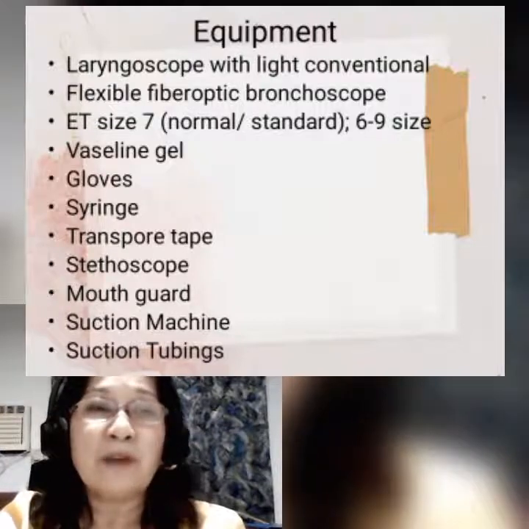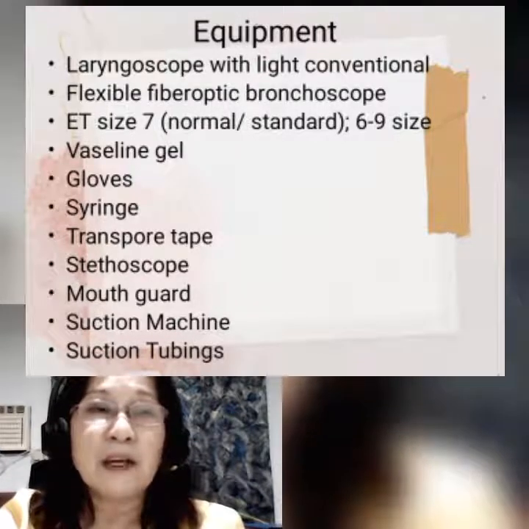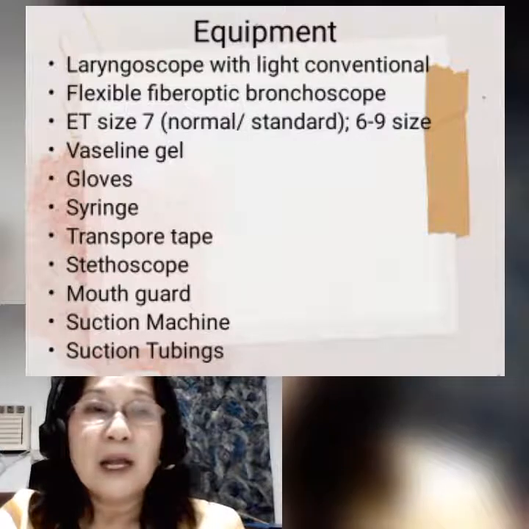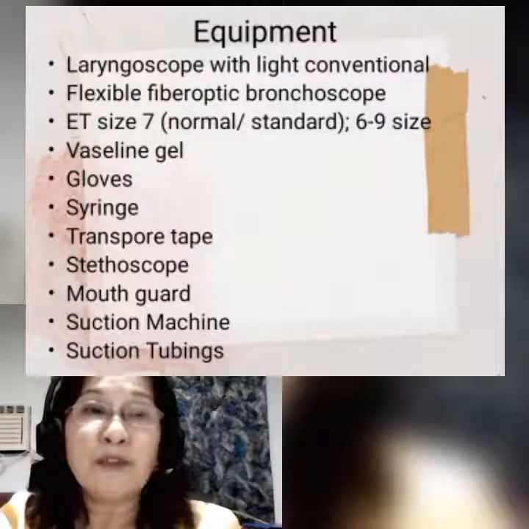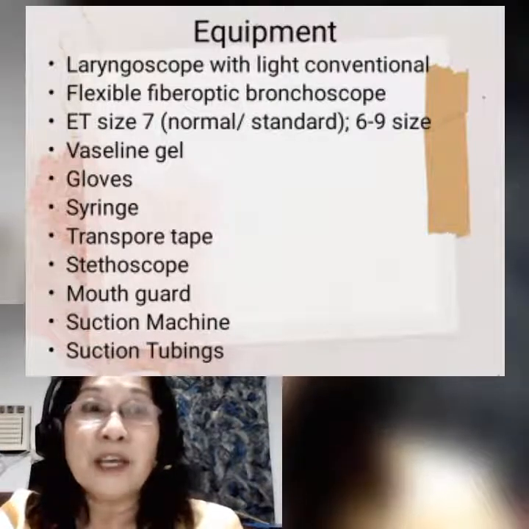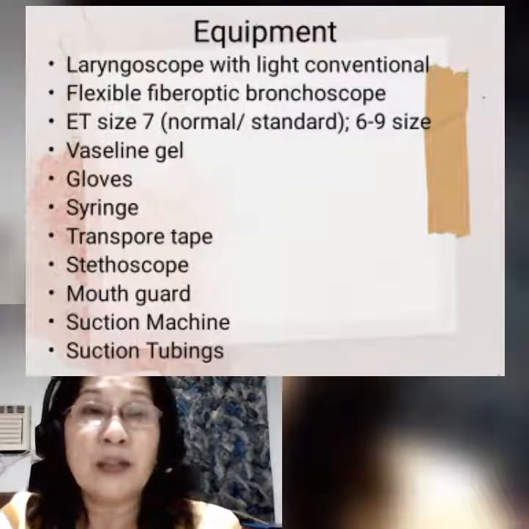Then you have to prepare Vaseline gel to lubricate your ET tube. Then your gloves, sterile gloves, then syringe. The syringe is size 10 cc because you are going to inflate the balloon of the ET tube, if it is intact already, by using your 10 cc air syringe. Then the transport tape in order to secure the tube on the patient's mouth or face.